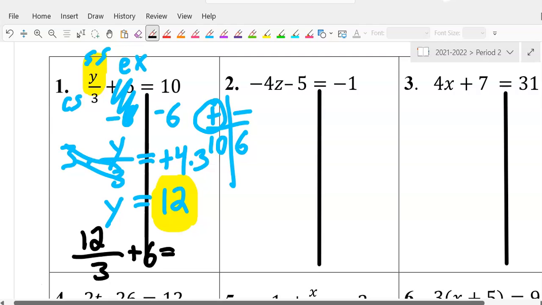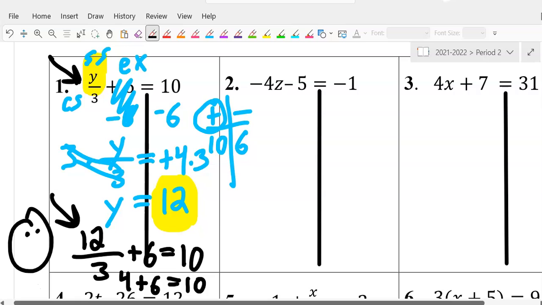Equals 10. Right, okay, so what she did there, she wasn't near the mic, everybody, YouTube, so I'll say what she said again in case you couldn't hear it. She said you do 12 over 3, which is same as the problem, plus 6 is equal to 10. So that should be true if our answer is right. What's 12 divided by 3? 4. So 4 plus 6. Is that 10? Yeah. Yo, we had the right answer.